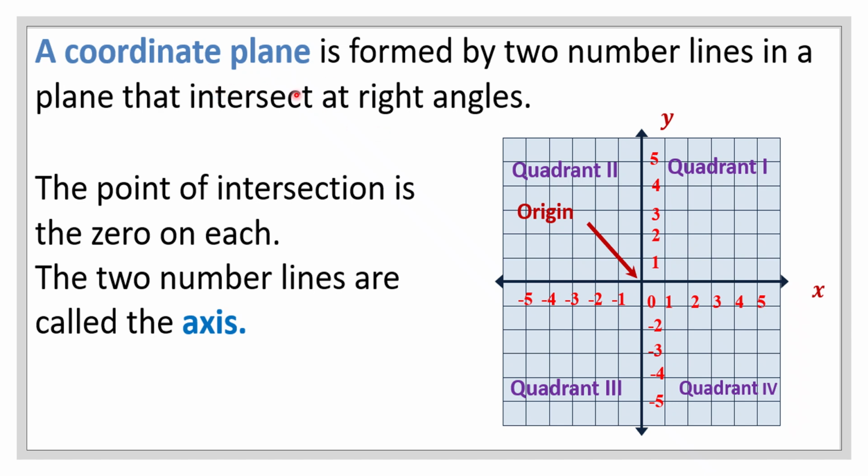So, the coordinate plane is formed by two number lines in a plane that intersect at a right angle. This is the coordinate plane. The point of intersection is the zero on each of the two number lines, which are called axes. So these are the y-axis and the x-axis.